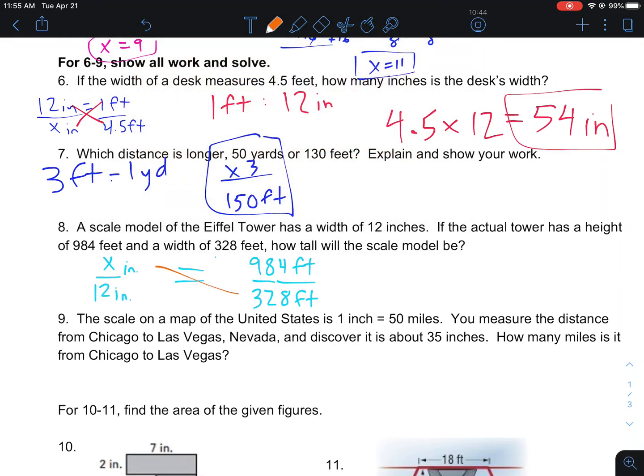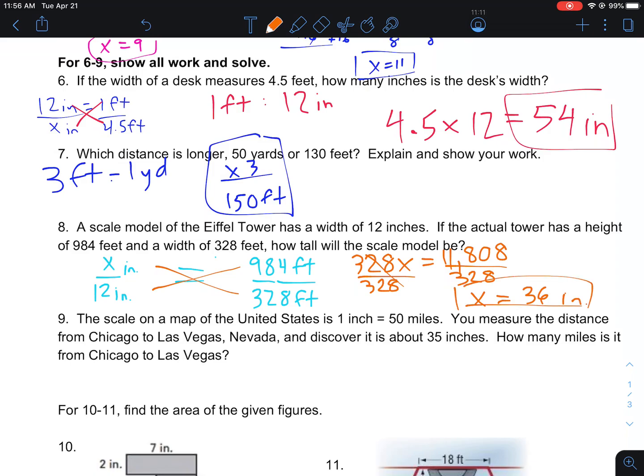So that said, this would be 328x equals, now 984 times 12 is going to be a big number. That's going to be 11,808. And if you divide by 328, you're going to end up with 36. And again, since that was the model, that would be in inches.